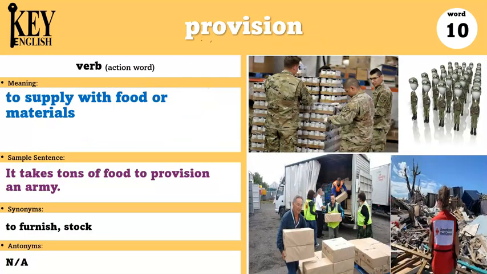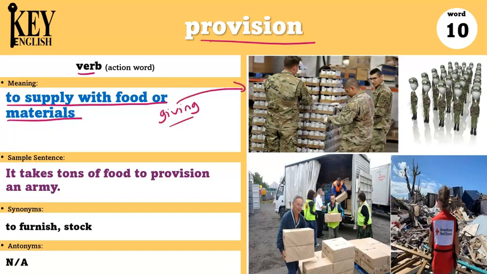We can also use provision as a verb, and it is to supply with food or materials. So now it's the action of giving someone food or materials that they need. For example, it takes tons of food to provision an army. If you want to give food to an army where there are thousands of soldiers, then it takes a lot of food to give to those soldiers.